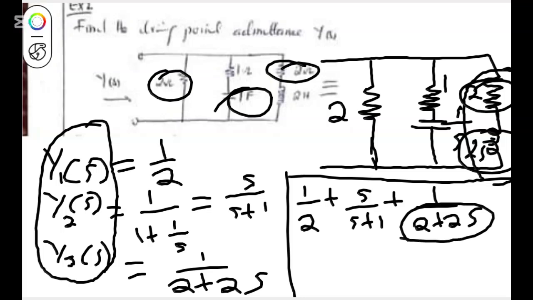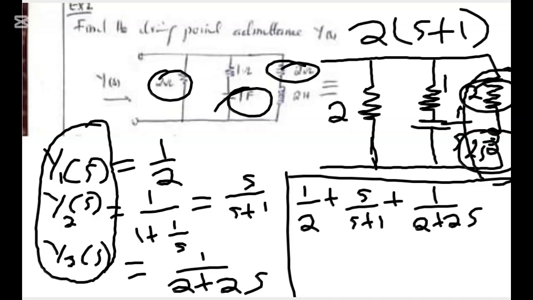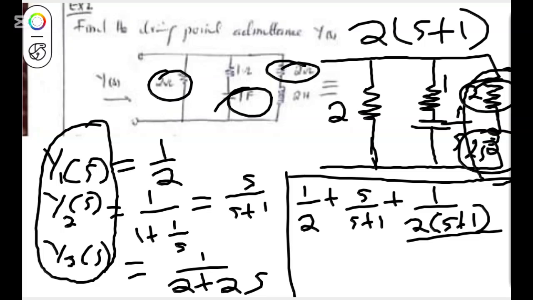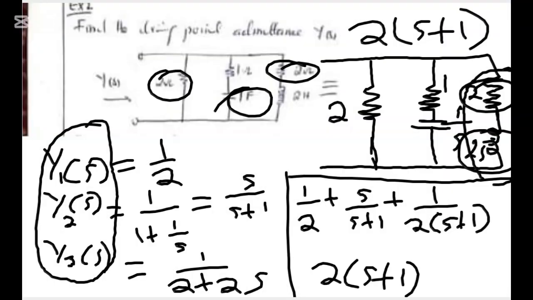So you have to take note that this 2 plus 2s is the same thing as saying 2 into s plus 1. So you all know that. So I have to delete it and put 2 into s plus 1. So I have to take this as my LCM. So I'll say 2 into s plus 1.